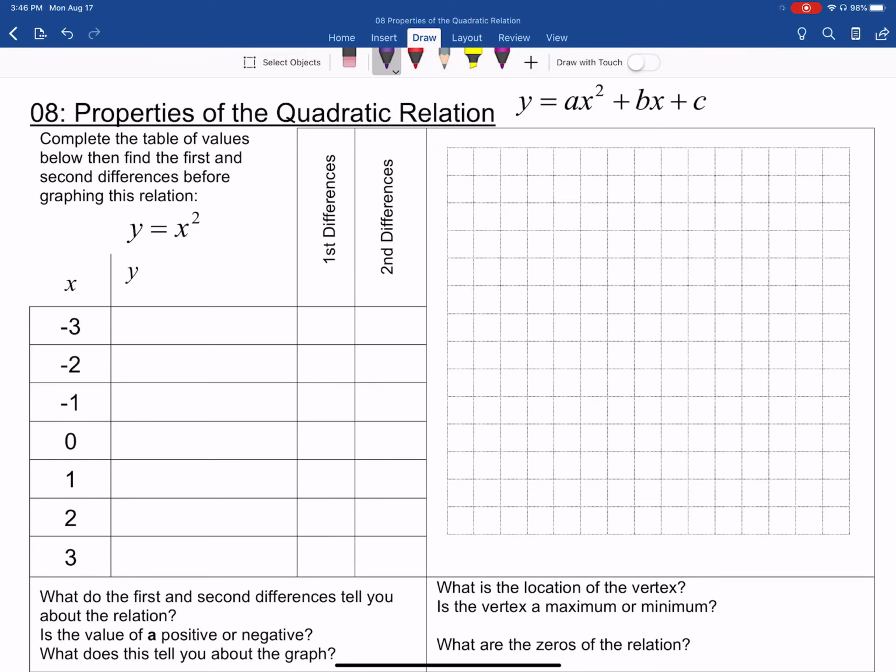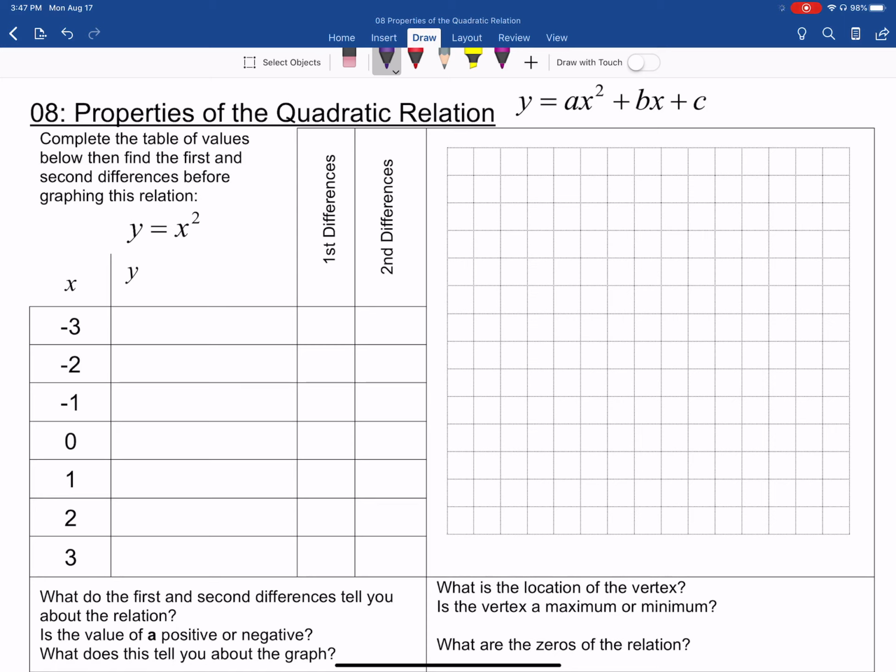Alrighty, day 8, properties of the quadratic relation. So in the previous lesson, you learned how to tell the difference between linear and quadratic based off of what the equation looks like, aka having an x squared, what the graph looks like, so that U shape, which we call a parabola, and being able to tell between the first and second differences on a table of values.